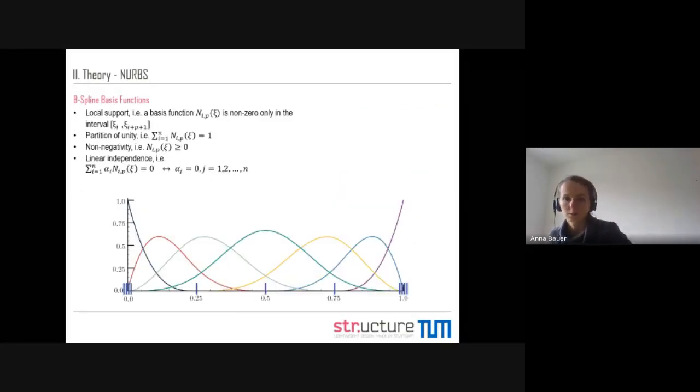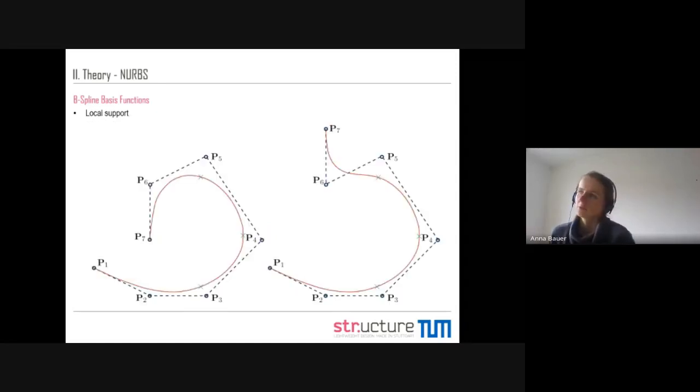And these functions are also very beneficial for the structural analysis, as they have a local support. The partition of unity is always nice. They are not negative and they are linearly independent, which is crucial for the analysis. And this also means for the local support, if you move one point, you're not moving the whole curve, but only a part of it. So this is also very beneficial for just the design, because you can locally manipulate your curves and your surfaces, and not the whole surface is changing.